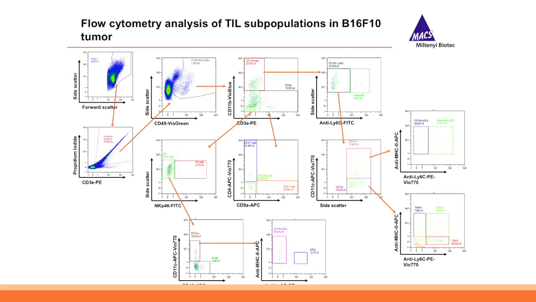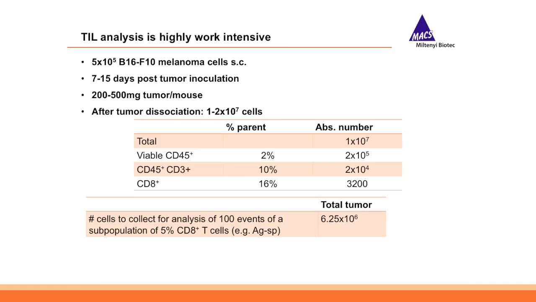Taking the B16F10 model as an example, this is a transplantable mouse melanoma cell line that can be transplanted subcutaneously into mice. For example, 1 to 2 weeks after subcutaneous inoculation of 500,000 B16F10 melanoma cells, you get tumors that range from 200 to 500 milligrams per mouse. After dissociation of these tumors, you get between 10 and 20 million cells in the tumor.